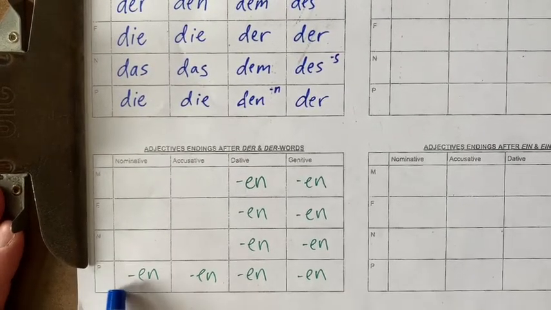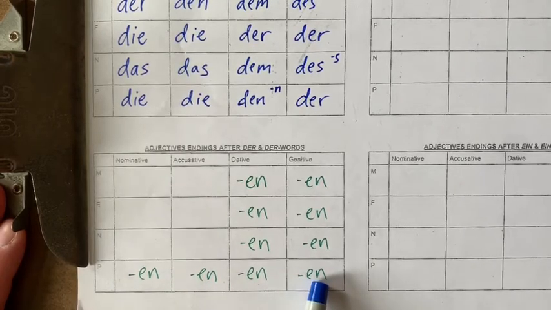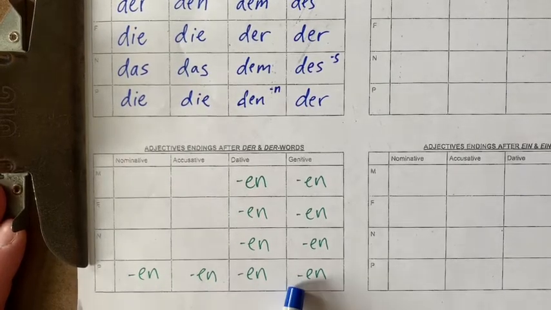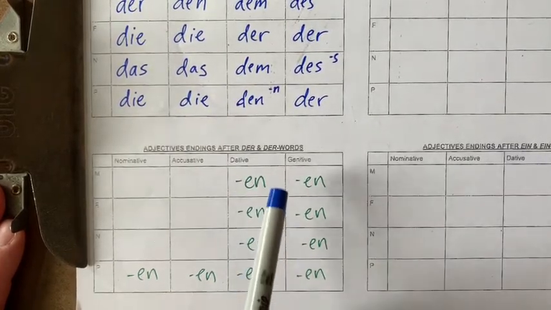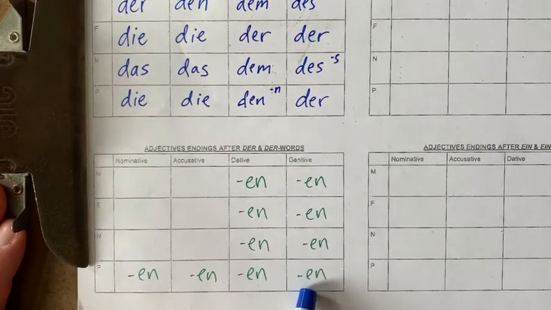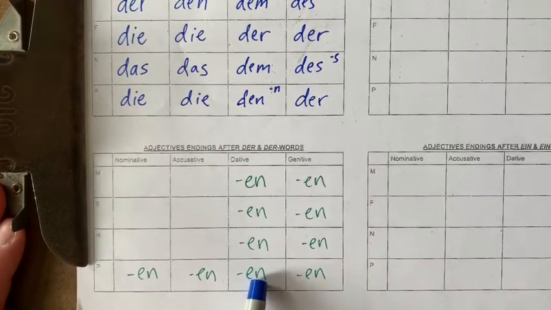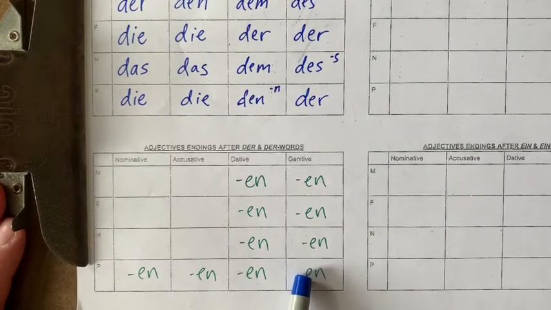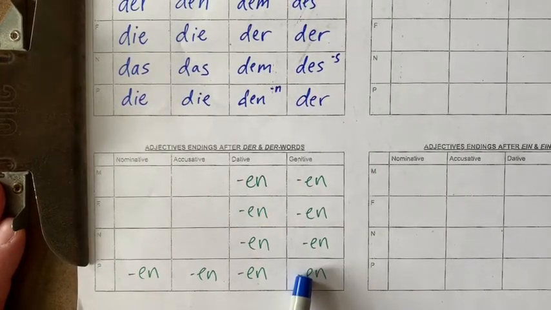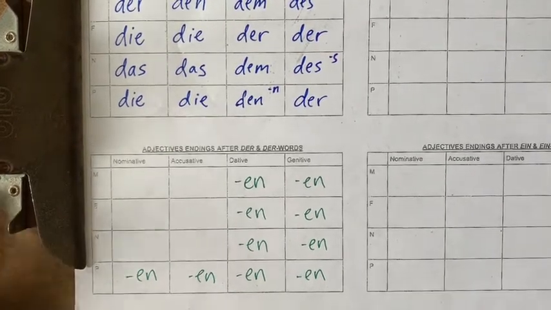If your noun is plural, no matter how you're using that noun, it's going to be EN as your adjective ending. If your noun is dative, or if your noun is genitive, no matter what the gender of that noun, your adjective ending is going to be EN. So when we see a plural or dative or genitive use, we're actually kind of excited because it's like, awesome, I don't have to think at all. It's automatically going to be an EN.